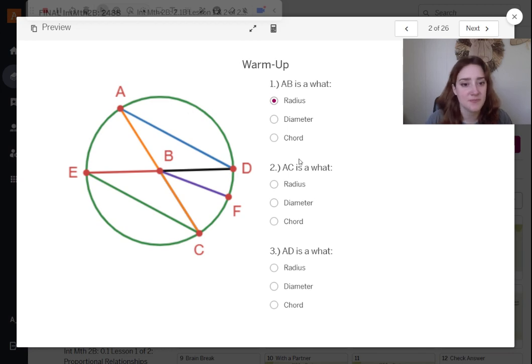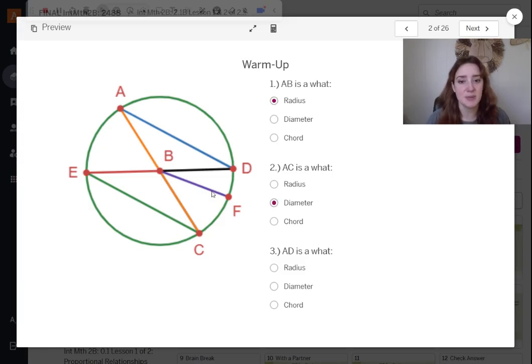AC, we can see going from A to C, it's going through B, through the center to the other side of the circle. And it looks like it's a straight line. So another way we can think about this is it's almost like it's cutting this circle in half, right? You can kind of visualize that. We've got a piece over here and a piece over here. So because it's going through the center of the circle, that's an example of a diameter.